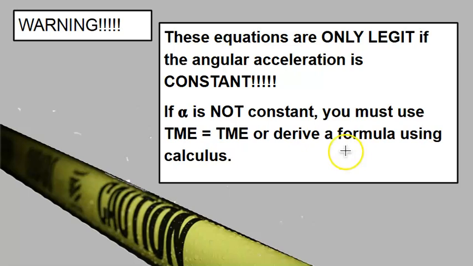Okay, so some problems on the AP are plug and chug, physics Sudoku, easy, but some of them, if alpha isn't constant, you can't use those equations. And you've got to use TME at A equals TME at B, or something even more complicated using calculus. That's why your go-to from here on out should always be energy, just because that's always going to work for you.